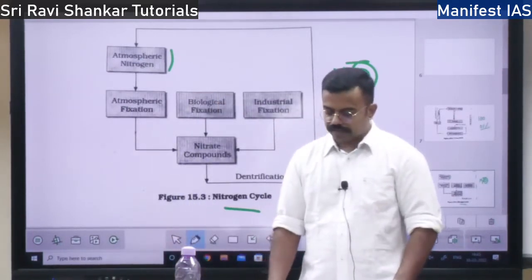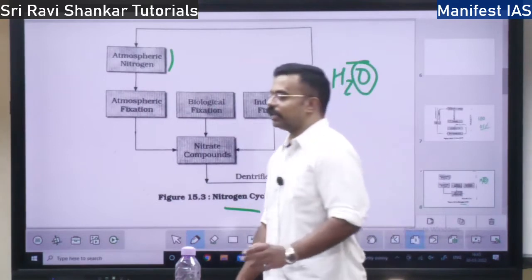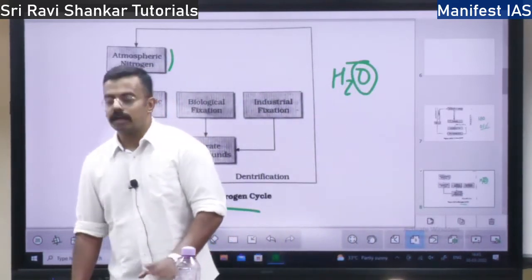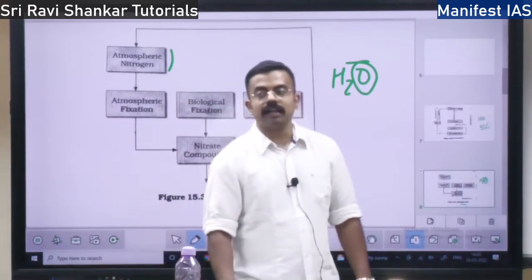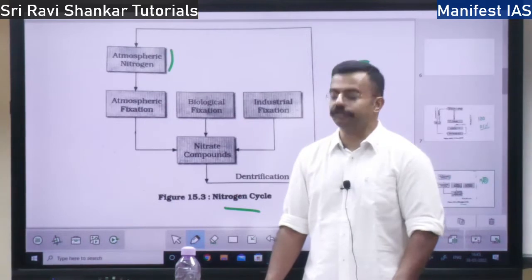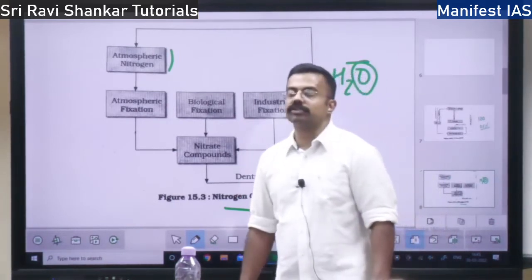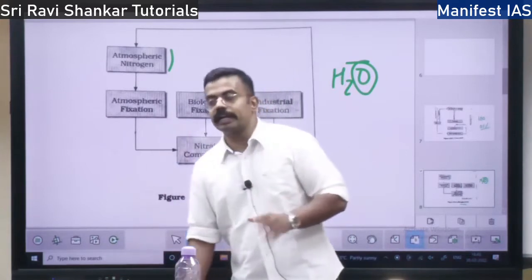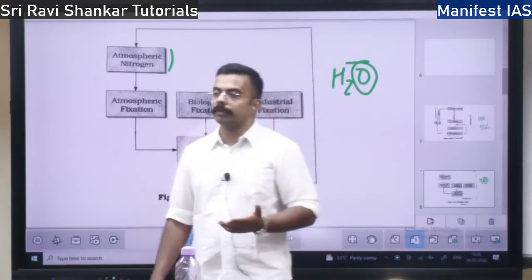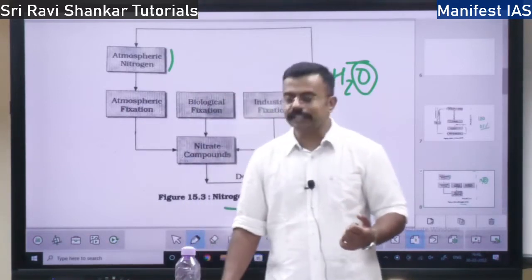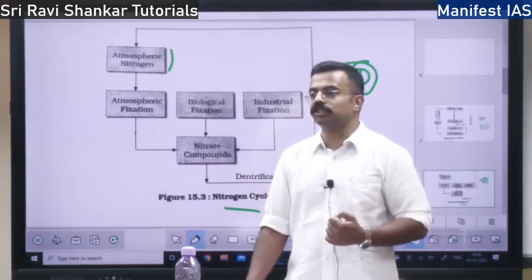There are some areas where nitrogen can be used directly by plants, but in the majority of areas there is no direct use of the nitrogen. Rather, the nitrogen is fixed. How is the nitrogen fixed? Fixing means what? Converting. See, the atmospheric nitrogen is not directly usable by the plant. So it has to be converted into usable form. How is it converted? By microorganisms in the soil.